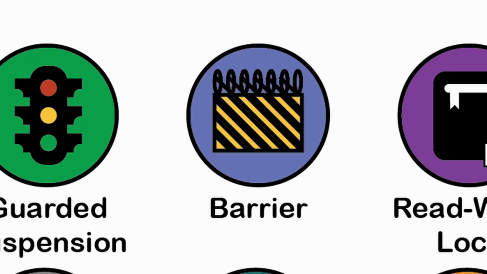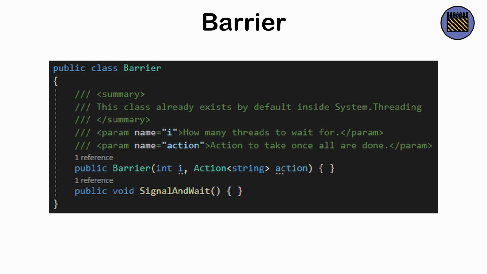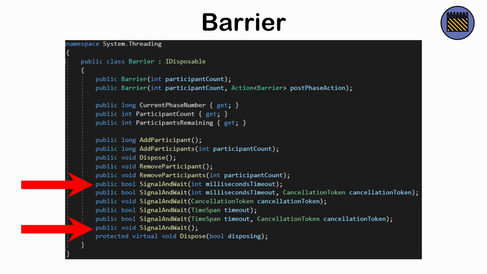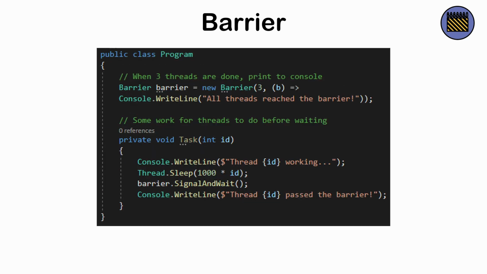The barrier pattern. A way to introduce the concept of synchronization between multiple threads. Imagine a relay race where runners must wait at the next checkpoint for their team members. All threads pause until they've reached a specific point, then proceed together. This is common in parallel computing when different threads need to align their progress.